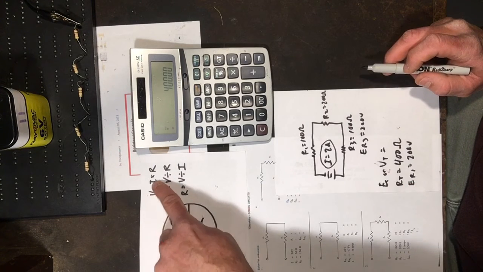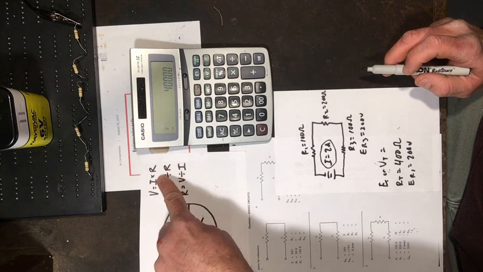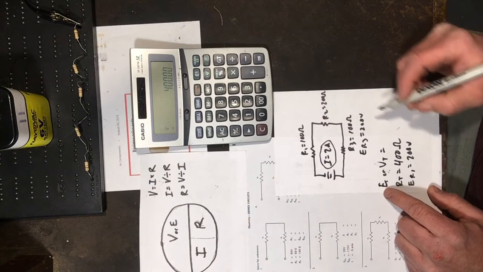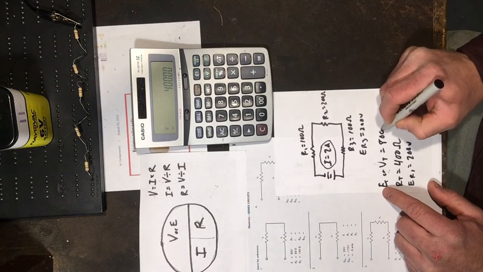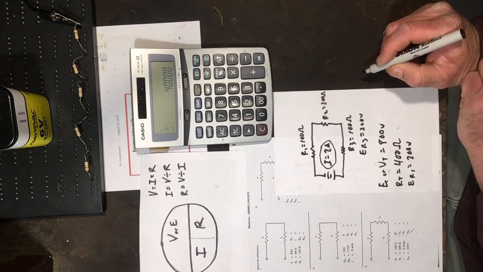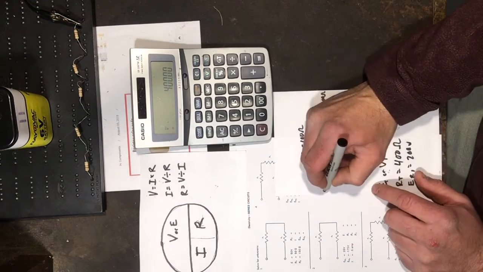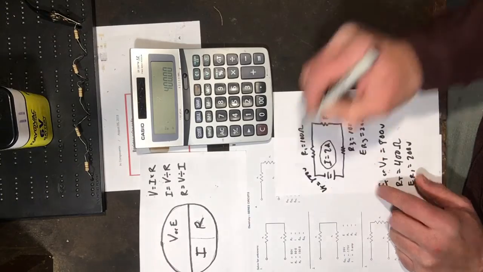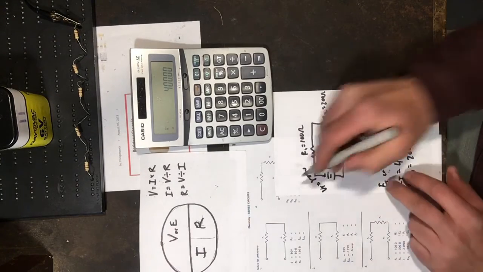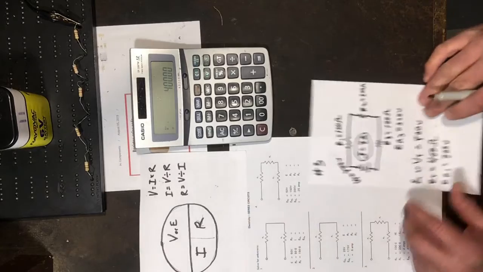Okay? So now I have RT and I have IT, so I can find VT pretty easily, right? If I'm looking for VT, I take IT times RT. So 2 times 400 equals 800 volts. So VT equals 800 volts. And that answers number 3.